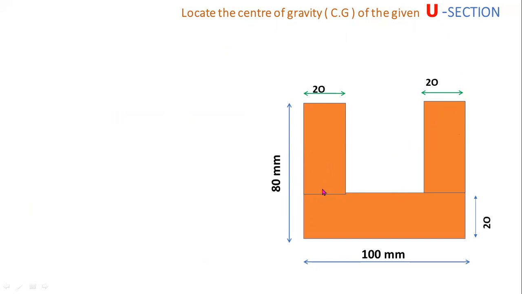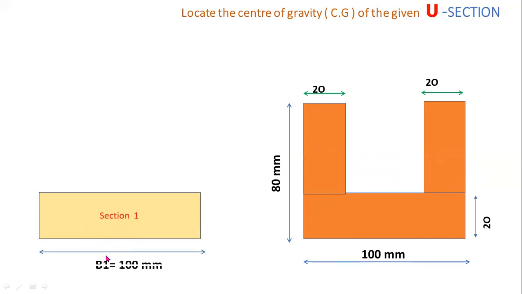First of all, the given U section is split up into three rectangles. First one is the bottom rectangle, this one is the second rectangle, this one is the third rectangle. Okay, like this. This one is section 1, B1 is the base, D1 is the depth. In a similar way, I consider this rectangle as section 2.